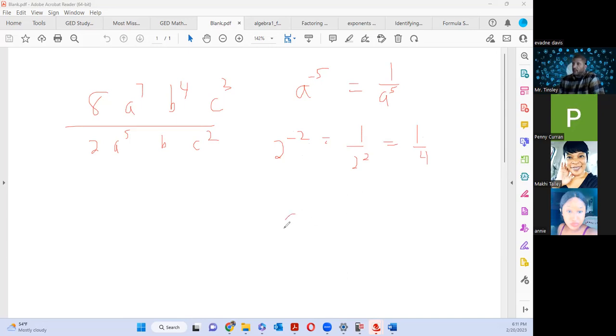So, for example, if I had c to the negative 3rd over d to the negative 2nd, since c to the negative 3rd is a negative exponent and it's on top, I'm going to put it on the bottom and change my exponent to positive. When I look at the denominator, d to the negative 2nd, my exponent is negative. So since it's on the bottom, I'm going to put it on the top and change the sign of the exponent. So those are your exponent rules.